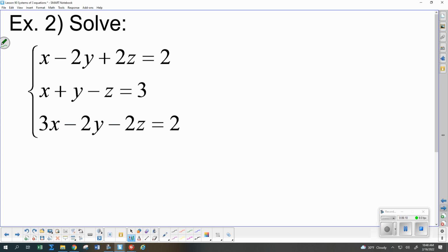My second one, I have an x, a y, or a z I could get by itself. I'm going to pick the second one just because I have smaller coefficients all the way across it than I do in the first one. It would be totally okay to do x equals, or y equals, or z equals on that. I'm going to choose x equals 3 minus y plus z.